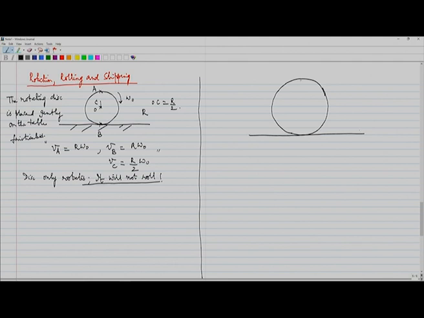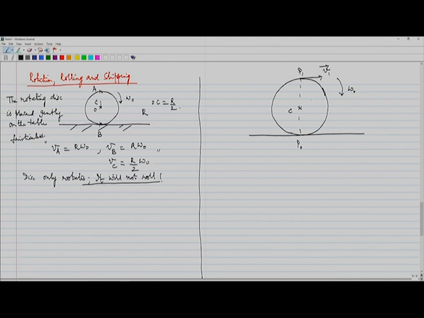Now I will draw the axis. This point I will call P1. This I will consider as P0. This is the center, I will call it C. Okay. Now the whole thing is rotating. Angular velocity is omega naught. So at this particular point, what is the linear velocity? Linear velocity is V1. Right. Here it will be in this direction.